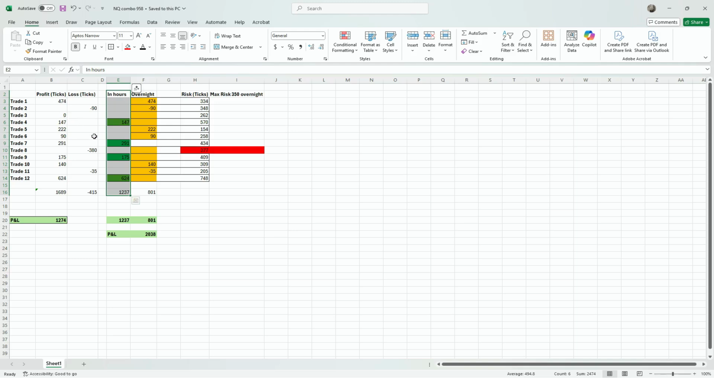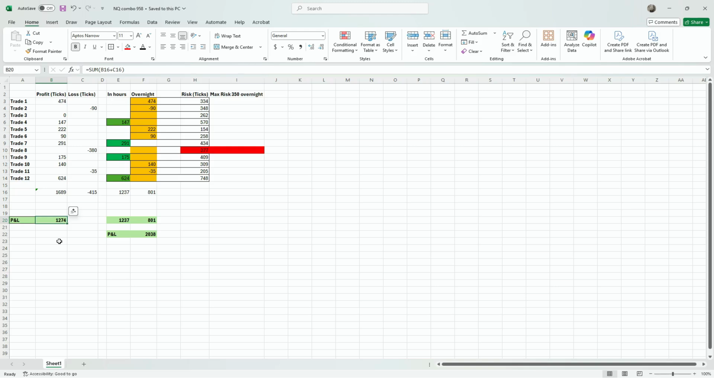So there was a lot of risk involved with them. The first thing I do want to do is look at the profit and loss. So for example, we had 689 ticks profit total, 415 ticks loss, with a net P&L of 1274. But that's okay. With that 80% win rate, it's a good strategy.